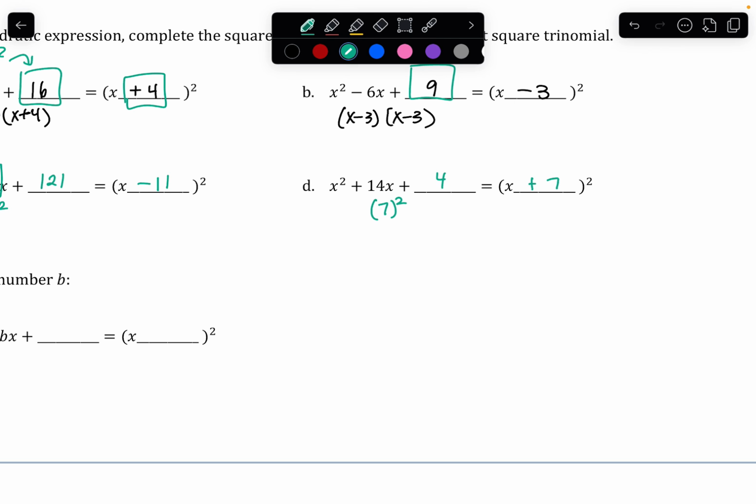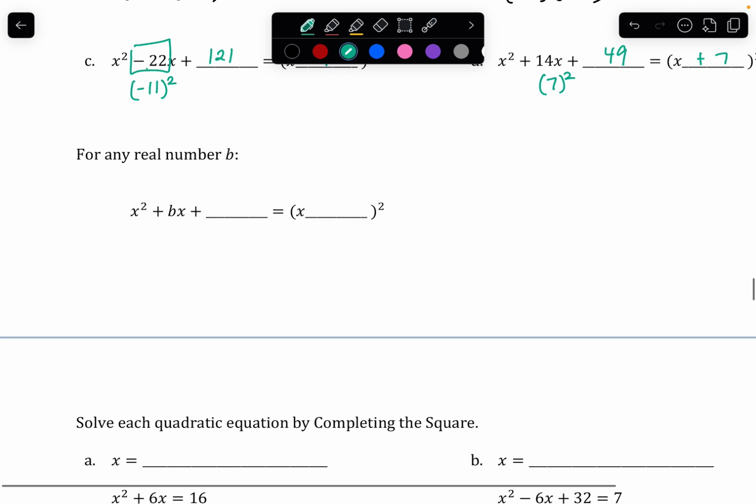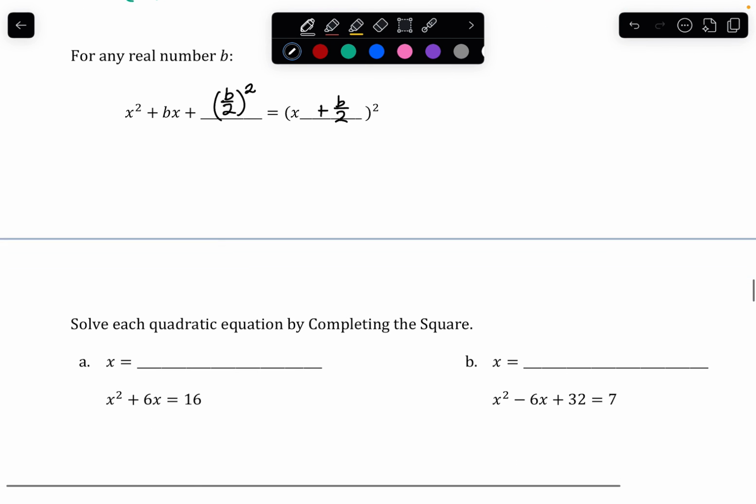Square the 7 and you would have 49. And so in general, for any real number b, you're going to have half of b, divided by 2, and then square it. And then here, you're just going to have whatever half of b is.